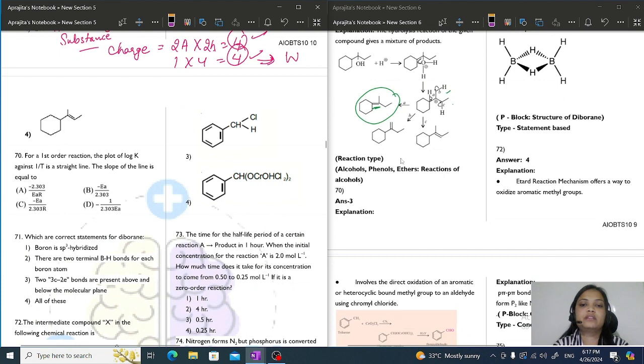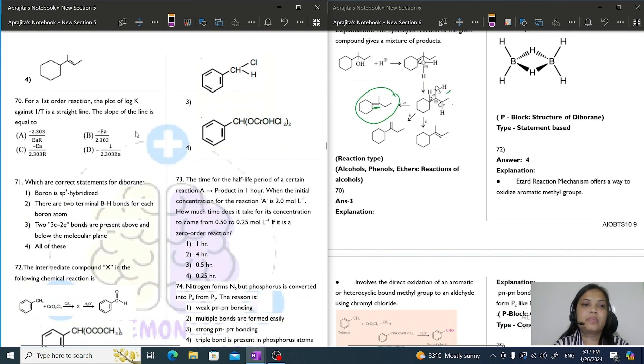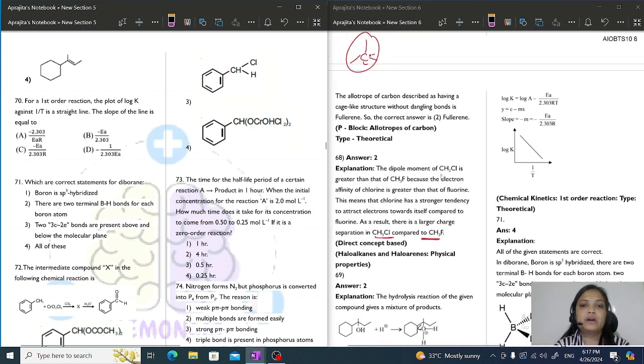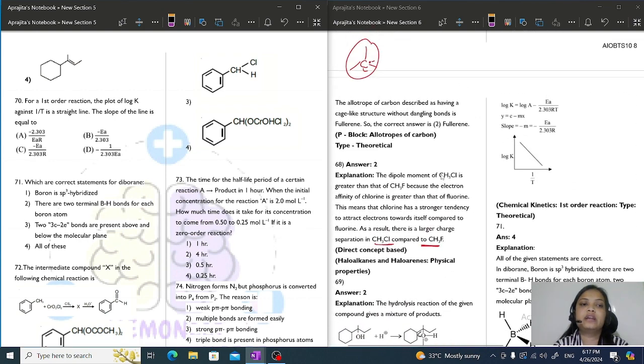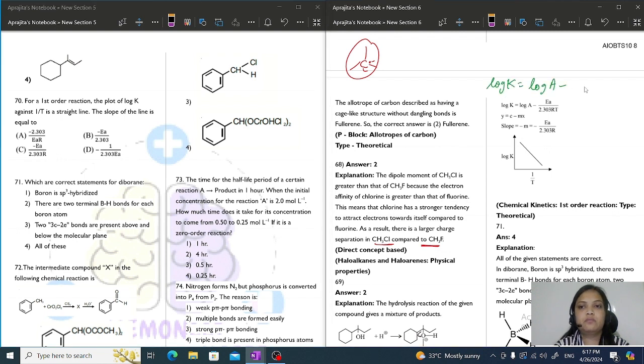Alright, so let's move on to question number 70. For the first order reaction, the plot of log K against 1 by T is a straight line. The slope of the line is. We all know that for first order reaction, log K is equal to log A minus EA upon 2.303 RT. Now let's compare it to the equation of a line, y is equal to C minus mx.